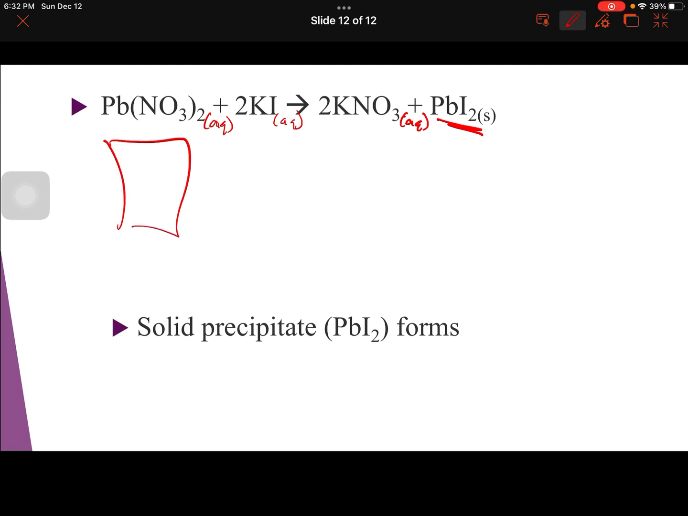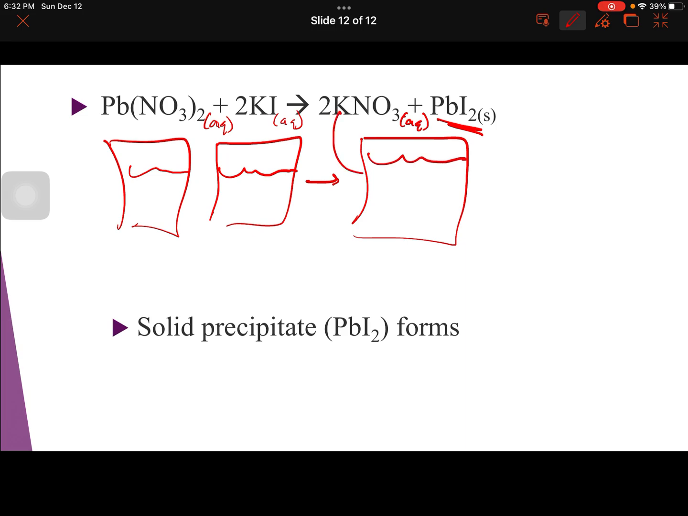So you would have a clear solution, you would have another clear solution, you would pour them into the same container. This would stay dissolved and it's clear. This solid stuff would eventually settle to the bottom. You would be shown that it's a precipitate.